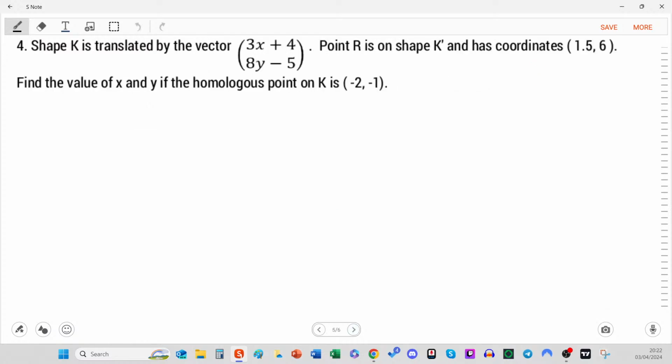Okay, shape K is translated by the vector (3x + 4, 8y - 5). Point R is on shape K prime.